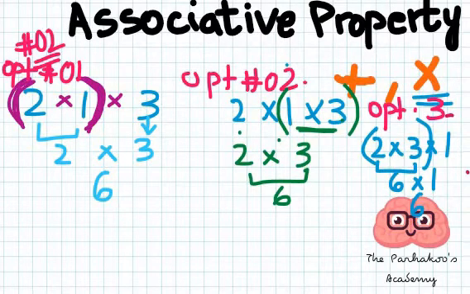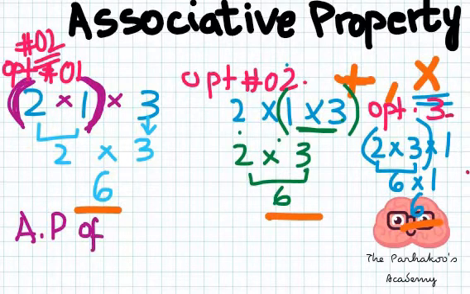So we have come up with this observation: the way we group the elements or operands while we are multiplying does not matter. It always produces the same result. So this is known as the associative property of multiplication, since we have multiplication as our operator.